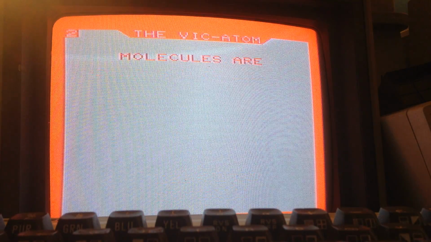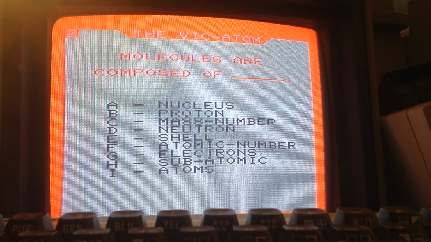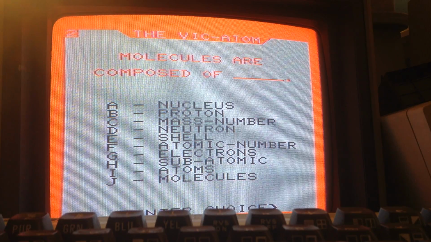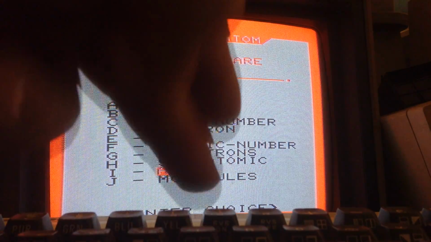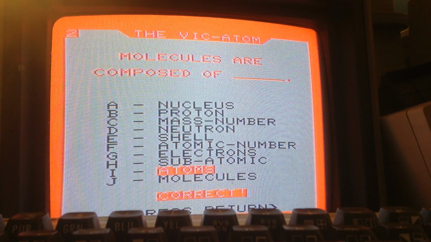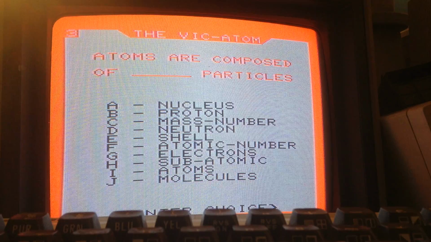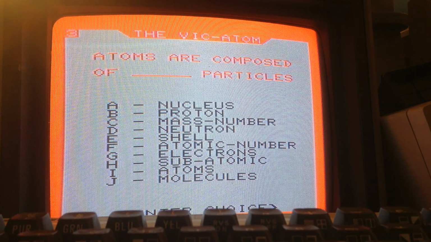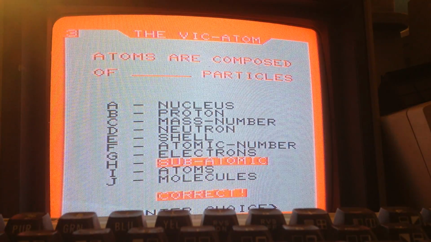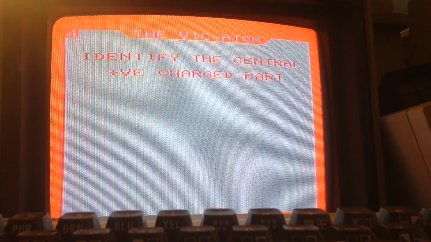I'm doing better than... Wait, is this the same? Oh. Ooh. Not the same question. Anyway, so what do we have here? Atoms are composed of something particles. Interesting. I'm going to say H. Ooh, doing much better than... There was one of these I did terribly on.